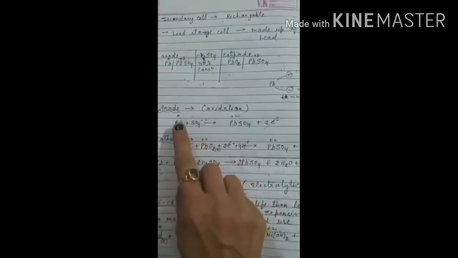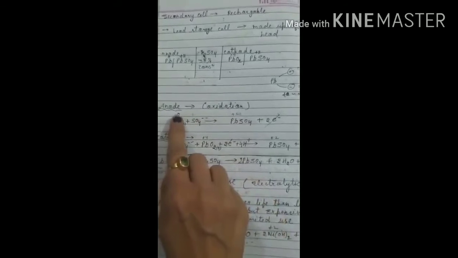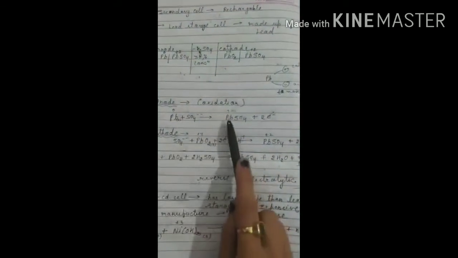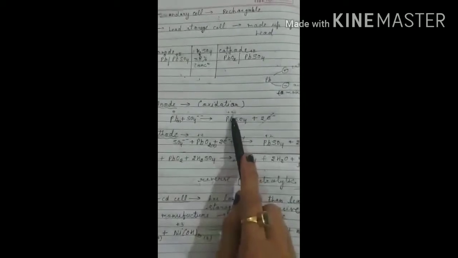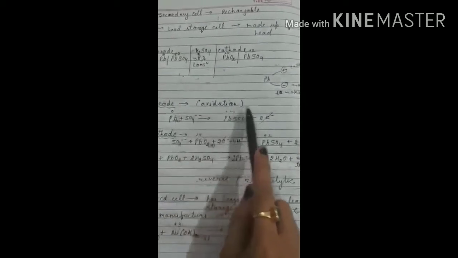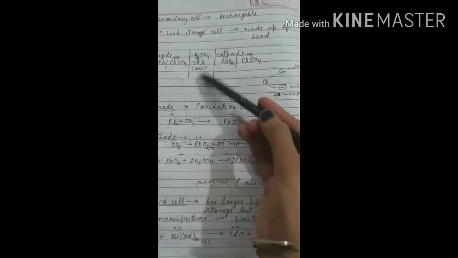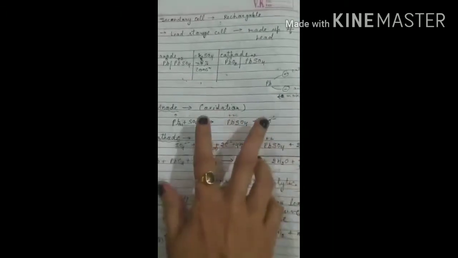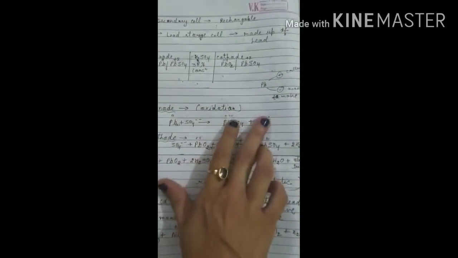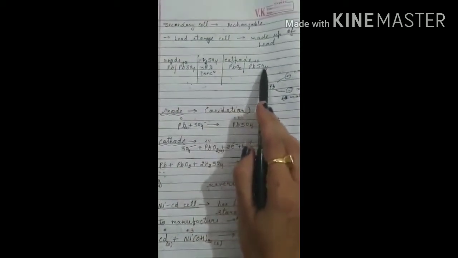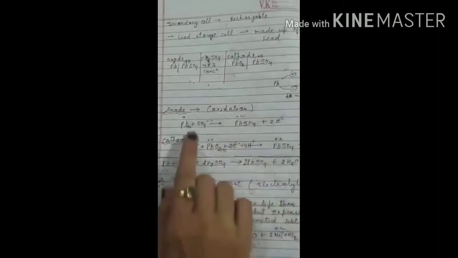Now how does lead convert into lead sulfate? Here the oxidation state is 0 and here it is going to be +2. Whenever the charge is increasing, it means 2 electrons will be lost. So I have written 2 electrons, and the sulfate ion it will take from sulfuric acid. This is a very simple way to learn it. Lead is converting into lead sulfate by liberating 2 electrons, and the sulfate ion it accepts from the electrolyte. Now on the cathode terminal, lead oxide is converting into lead sulfate.